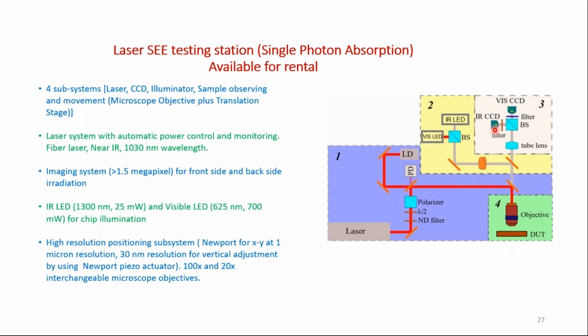You have a visible CCD and a SWIR near IR CCD that look at the component, the device under test, which is right near the microscope objective. And the third subsystem is the illumination, which is made of an IR LED and a visible LED. IR LED at 1300 nanometer, visible at 625. So you can see both the circuits, and also you could look at the beam. Where's the beam on the circuit with the cameras? And finally, you have the translation stage and the microscope objective. So we have 2 microscope objectives, 100 times and 20 times, and our XY stage from Newport, 1 nanometer resolution. And for the vertical, we have a 30 nanometer resolution using a piezo actuator.